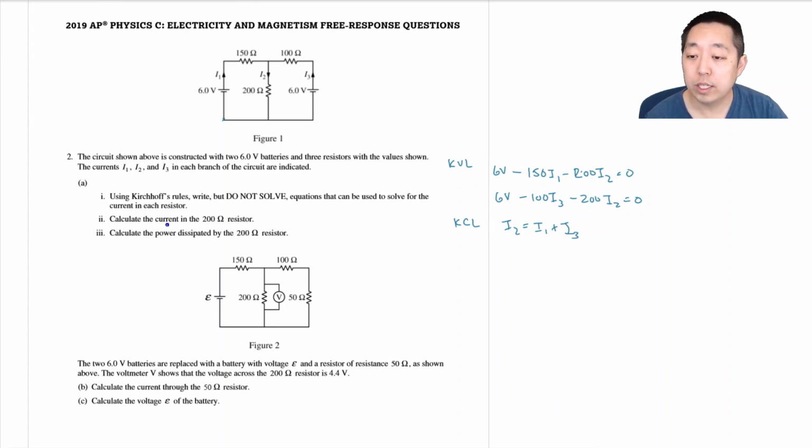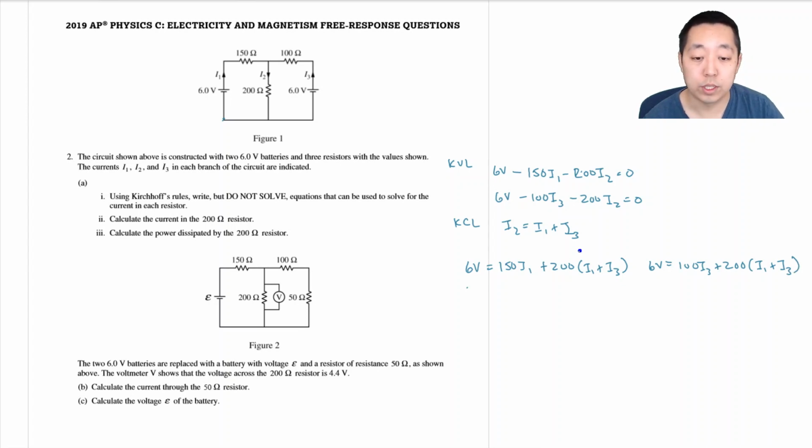Okay. So now calculate the current of the 200 ohm resistor. Well, there's a lot of ways you can do this. You could do a system of equations and use matrices and solve it. I'll just do it with direct algebra here. First, I'm going to rearrange it. It's 6 volts equals 150 I1, and then I'm going to replace I2 with I1 plus I3. And then this equation, same thing: 6 volts is equal to 100 I3 plus 200 times I1 plus I3.